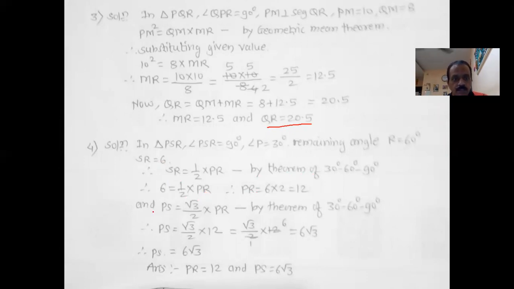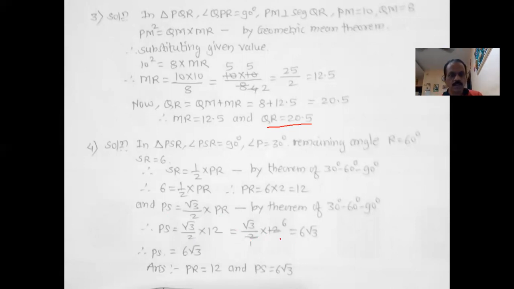And now the next is PS is equal to √3 by 2 times PR. This is the theorem of 30-60-90 triangles. This is the segment which is opposite to the 60 degree angle, so PS is equal to √3 by 2 of the hypotenuse. Then substitute the values. PS is equal to √3 by 2 times 12. We get the segment length is equal to 6√3, and you get the answer.